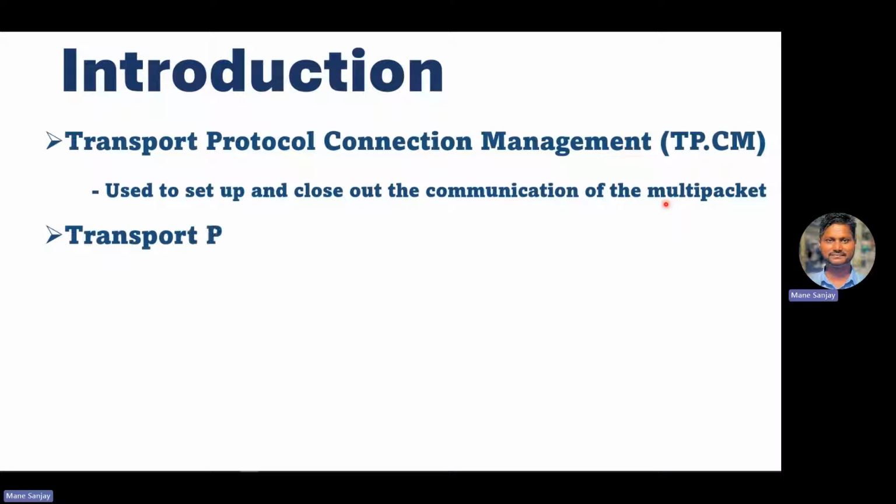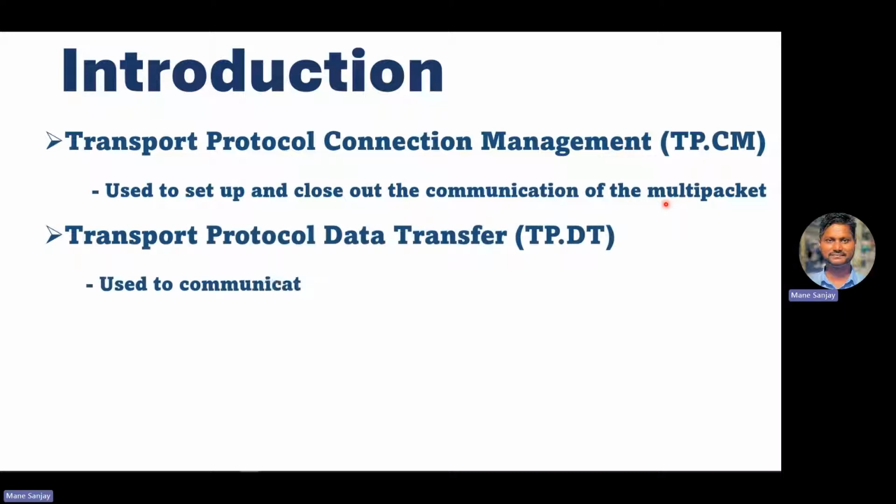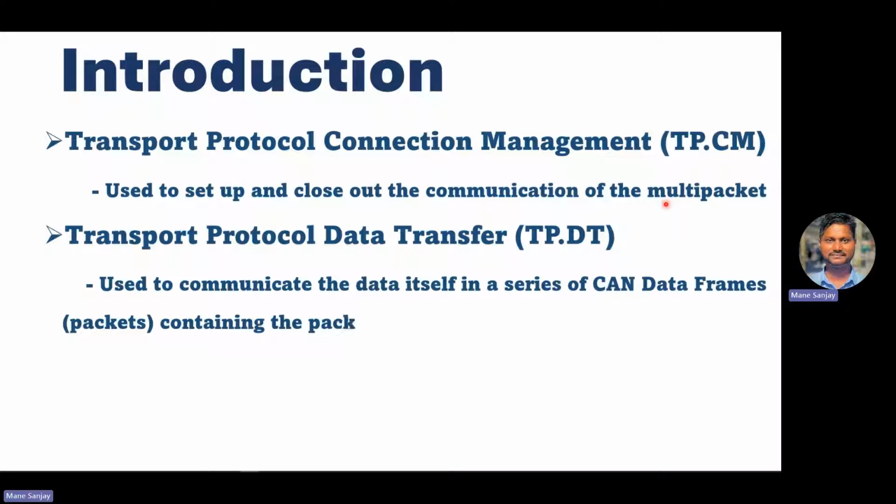What is the role of the TP.DT? That's the transfer protocol data transfer. And this is used to communicate the data itself in a series of CAN data frames. Sometimes I refer to that as packets, the packetized data. The TP.CM sets up the connection as well as closes the connection, maintains the flow, and this TP.DT actually sends the data. Once the connection is set, you are ready to transfer the data in different packets.